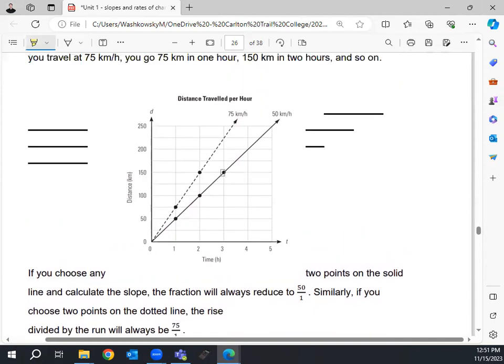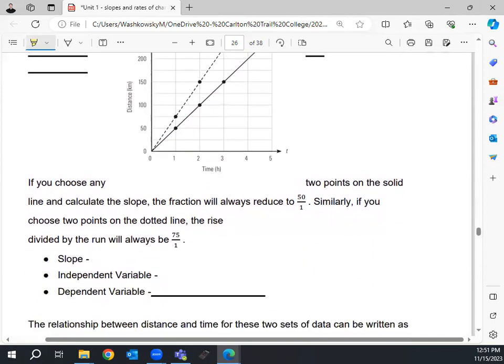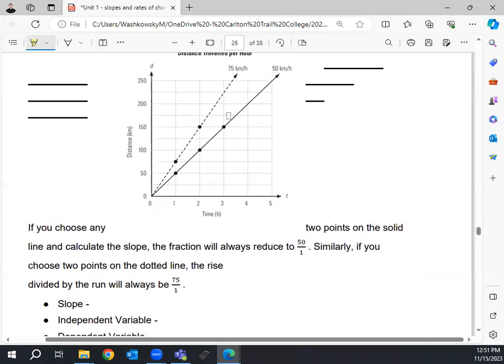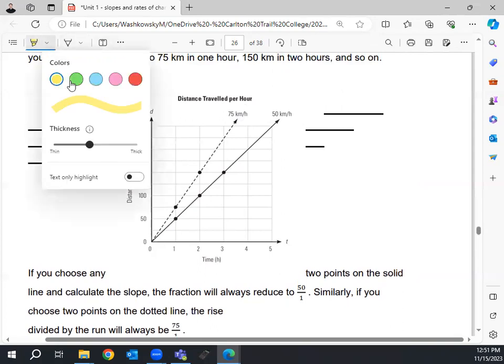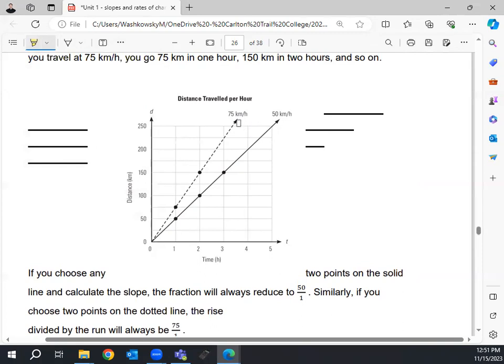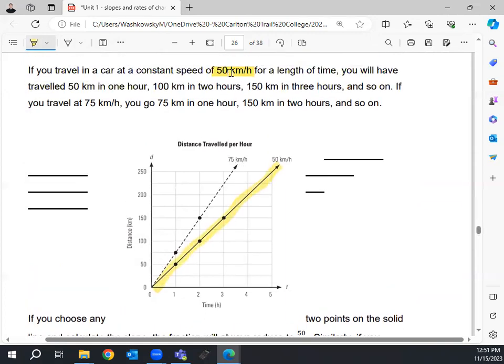Basically, what we want to do is eventually calculate some of this stuff here. We're going to look at what the slope is, what the independent variable is, and what the dependent variable is. And we have 2 different lines here. The only one I'm going to care about right now is this 50 kilometer an hour one. We'll just do one of them. So make sure you put a little box around this 50 kilometer one, because that's the only one we're going to look at.